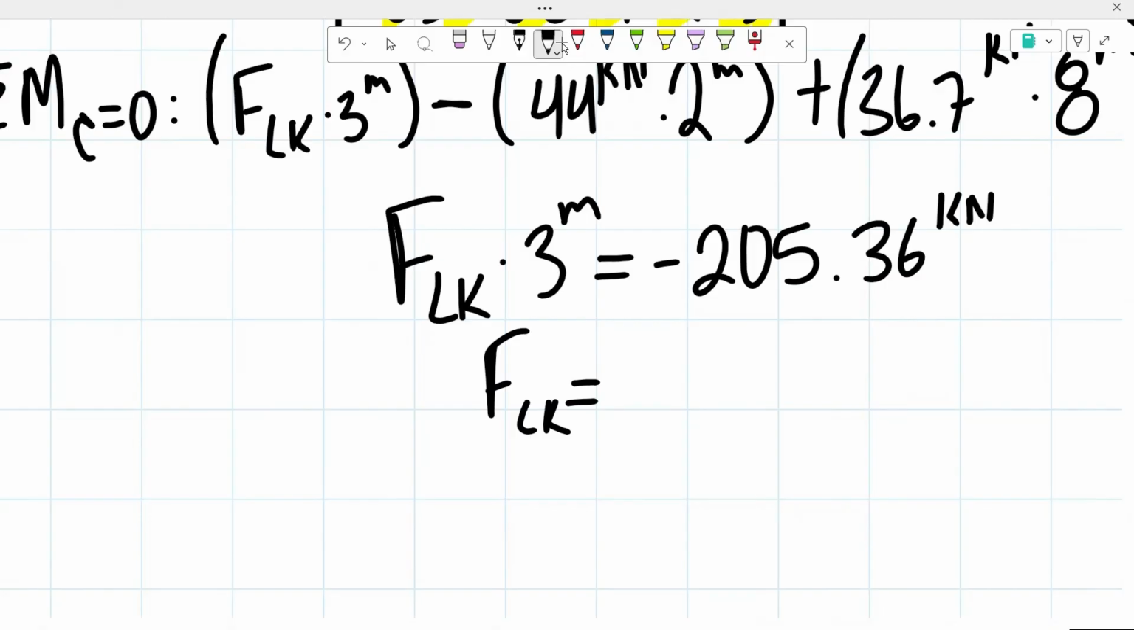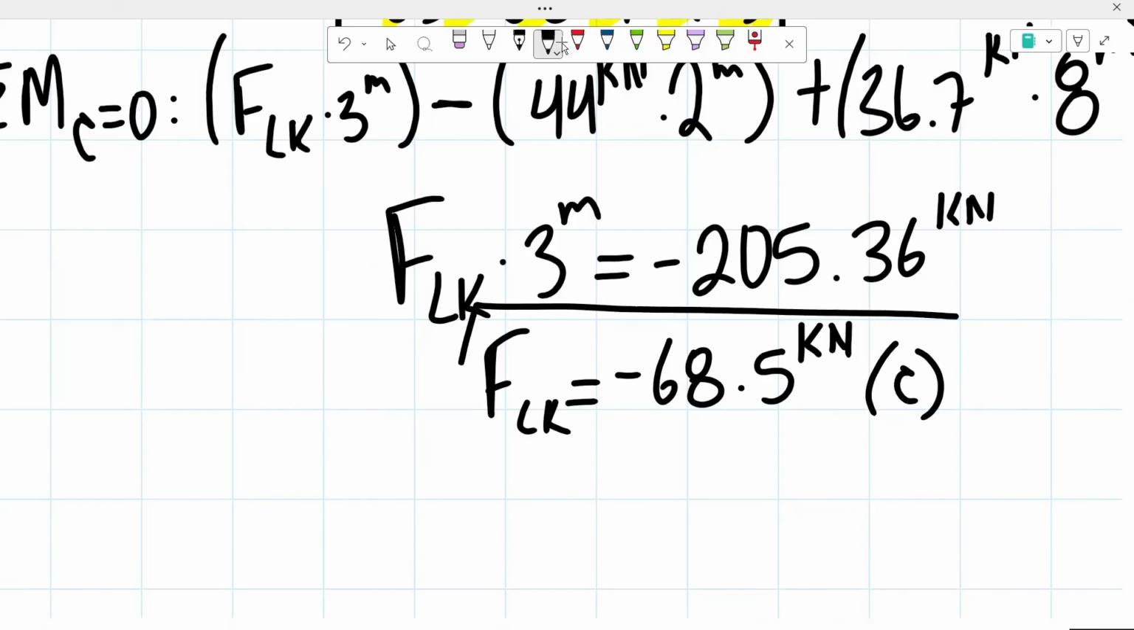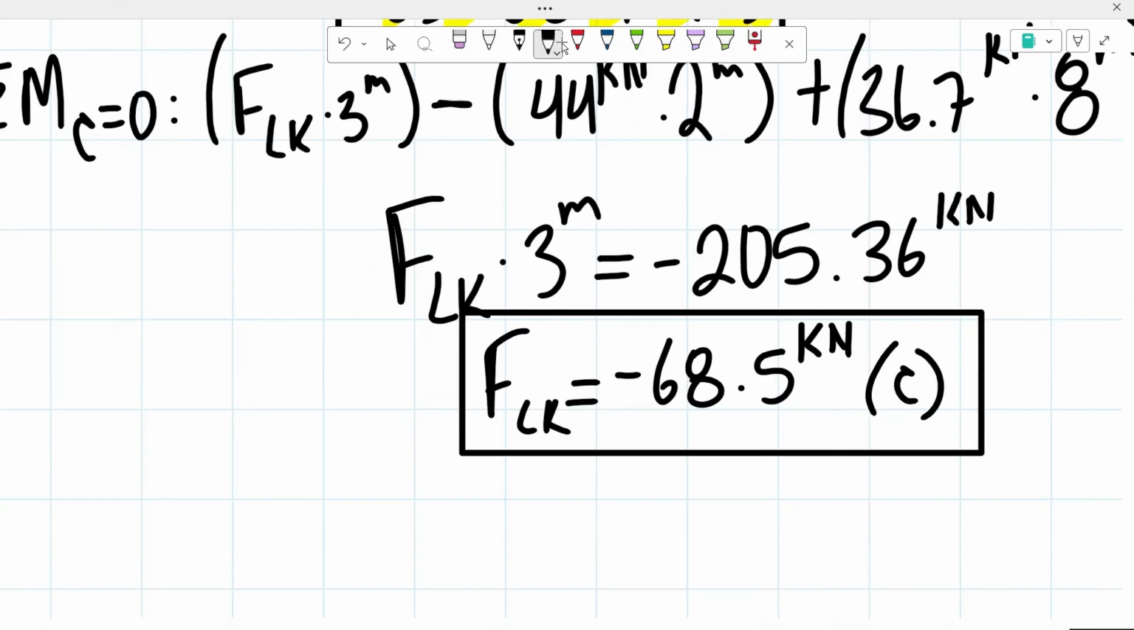If we solve for the force of the member LK, we end up getting a value of negative 68.5 kilonewtons. So here, as you can see, we got a negative number for our answer. That means it is actually going to be in compression and not in tension. So we could simply just state that.